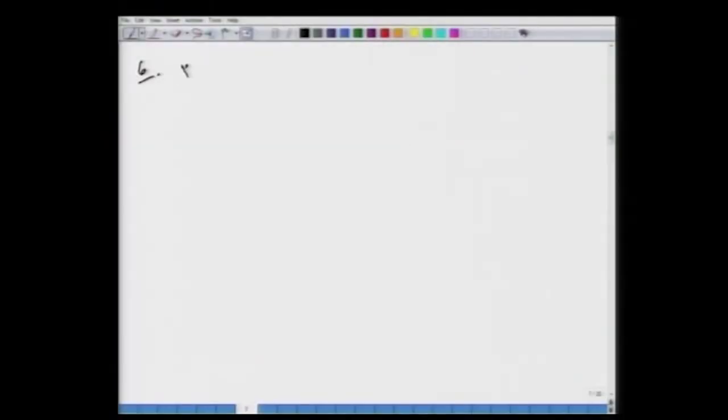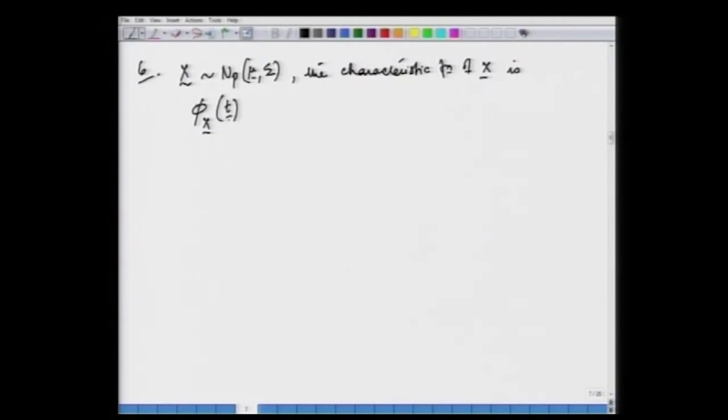Well, now we are going to talk about the characteristic function of x. We have already defined what is a characteristic function of a random vector. So, this is our next result, number 6. If x follows a p dimensional multivariate normal distribution with mean vector mu and dispersion matrix sigma, the characteristic function of x is given by phi of x at t, we use the same notation of t, but now t is a vector because this is a random vector now, and this is given by exponent of i t prime mu minus half t prime sigma t.